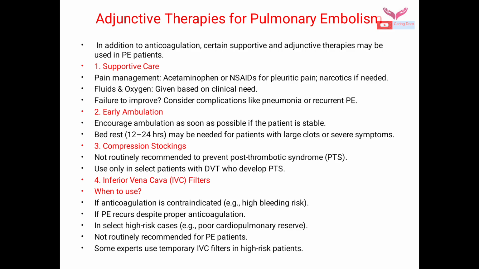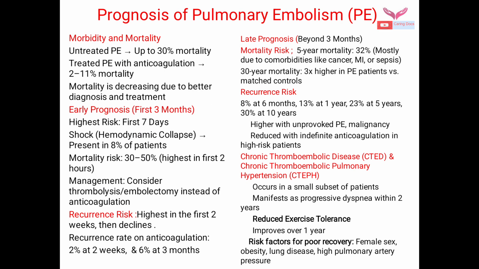Inferior vena cava filters, they are used if the anticoagulation is contraindicated, for example, high bleeding risk, if pulmonary embolism recurs despite proper anticoagulation. In selected high risk cases, for example, poor cardiopulmonary reserve, not really recommended for pulmonary embolism patients. Some experts use temporary IVC filters in high risk patients.